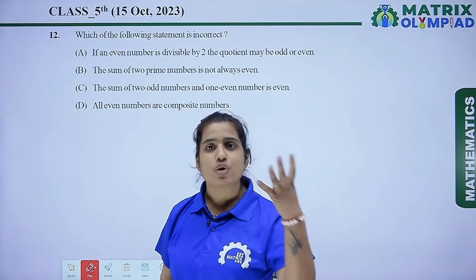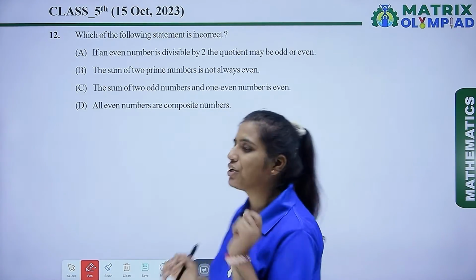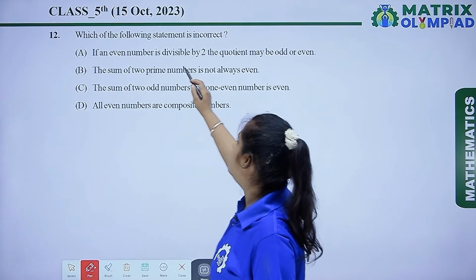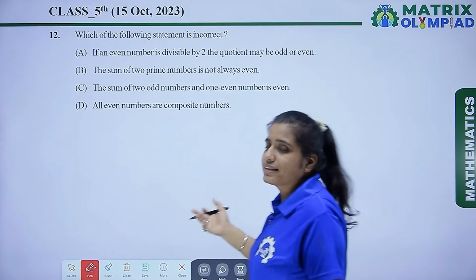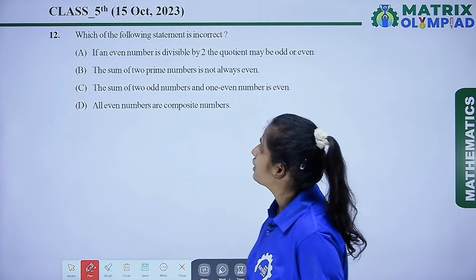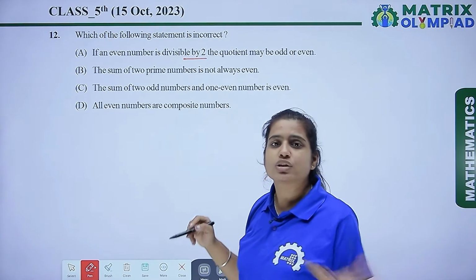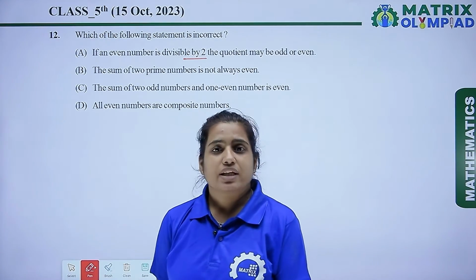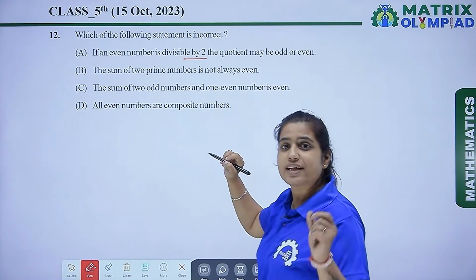In question number 12, which of the following statements is incorrect? Out of these 4 statements, we have to find out one statement that is incorrect. So let's start with the first statement. If an even number is divisible by 2, the quotient may be odd or even. It's correct. अगर कोई भी even number हमें मिलता है, कोई भी even number अगर divisible है 2 से, तो हो सकता है हमारे पास even number भी आ जाए क्वेश्चन में, and it can be odd number also. So here the first statement is true.